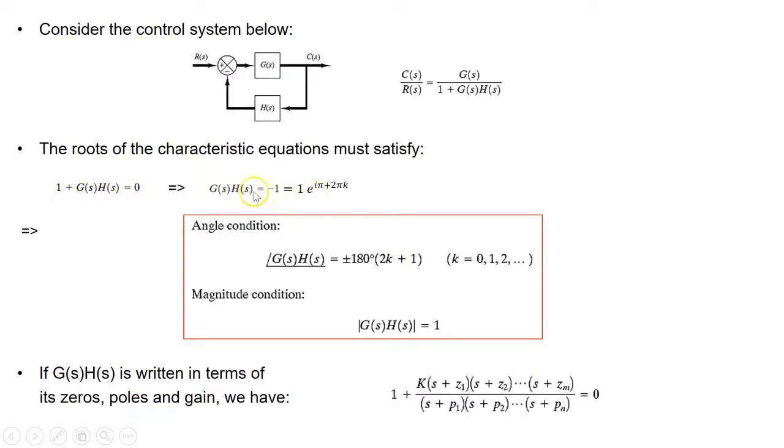If we take 1 to the other side, then GH should be equal to what? Negative 1. And if we write negative 1 in terms of complex numbers using the Euler formula, you know that negative 1 has a magnitude 1, and what is the angle for negative 1? Yes, that's pi, right? Or pi plus any integer multiple of 2 pi, correct? If you use the Euler formula, you definitely see that 1 times e to the j(pi plus 2 pi k), if you expand it, is going to be equal to negative 1.